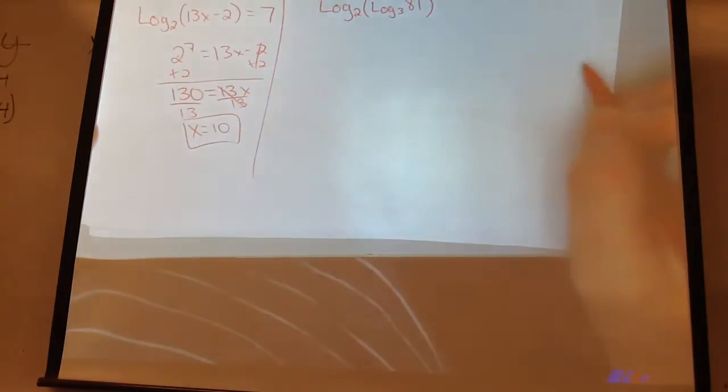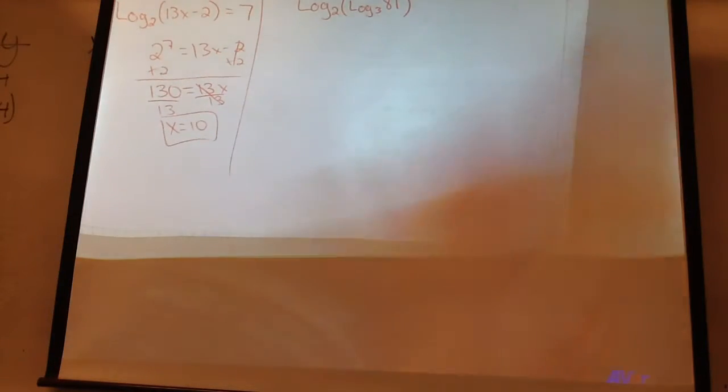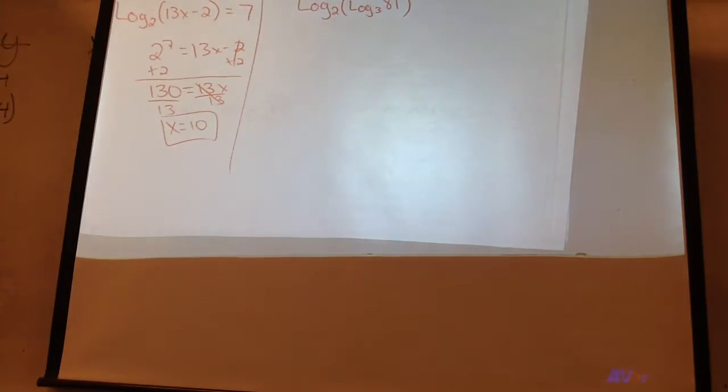This one is not an equation. It's just simplify it. So we've got to talk about what logs mean just by themselves. I never even did that.